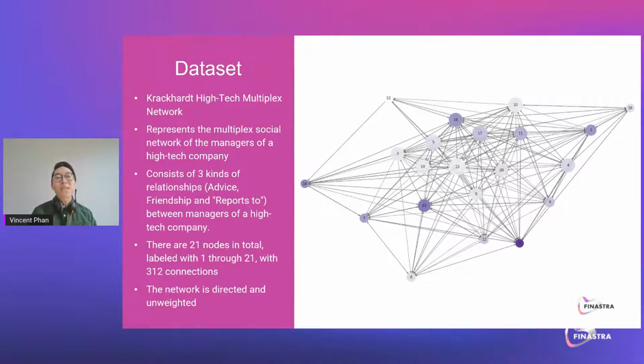It consists of three types of relationships: advice, friendship, and reports to. There are 21 nodes, which means there's 21 people, and 312 connections. The network is directed and unweighted. To the right, we have a picture of what we will create in the technical demo today. There are 21 nodes on there, overlapping with each other, with lots of arrows and directional graphs that show the advice and friendship links between these people.